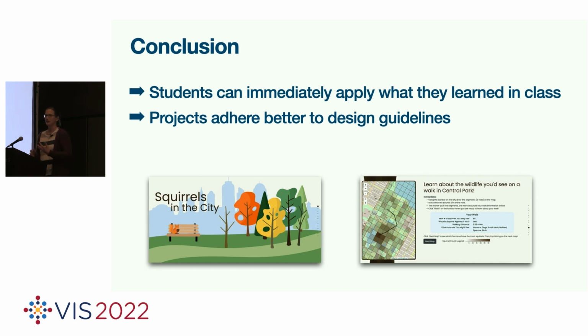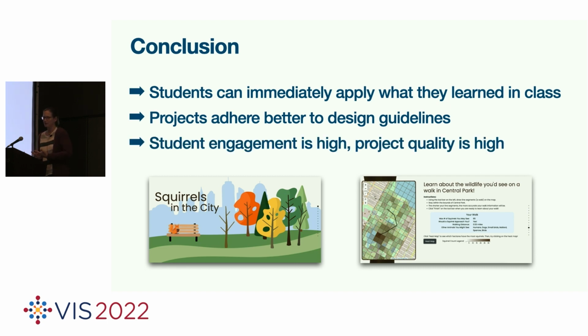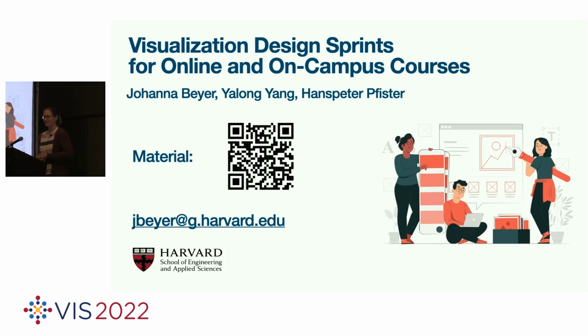However, this comes with a little bit of the downside that we need to encourage students more to think a little bit outside the box to come up with more creative solutions. Here's actually another example of a final project where students visualized squirrel sightings in Central Park in New York City. And then finally, we found that generally student engagement is high in those design sprints, and that results in an overall better project quality. All right, thank you for listening, and make sure to check out our teaching material online.